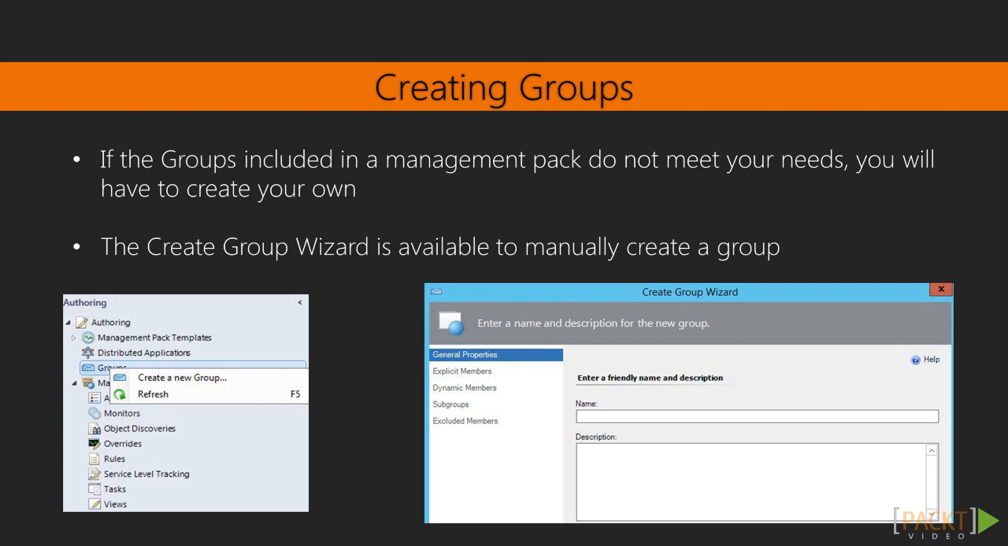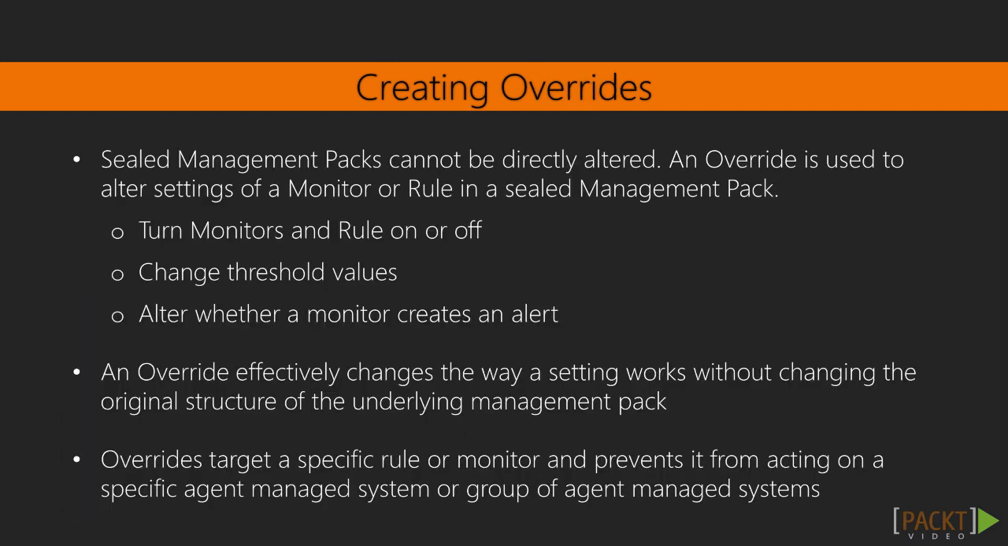Overrides in Operations Manager are used to adjust settings in a particular management pack. As I mentioned earlier, a sealed management pack cannot be directly altered. So an override is used to alter the settings of a particular monitor or rule within a particular sealed management pack. So with overrides, you can turn monitors and rules on or off.